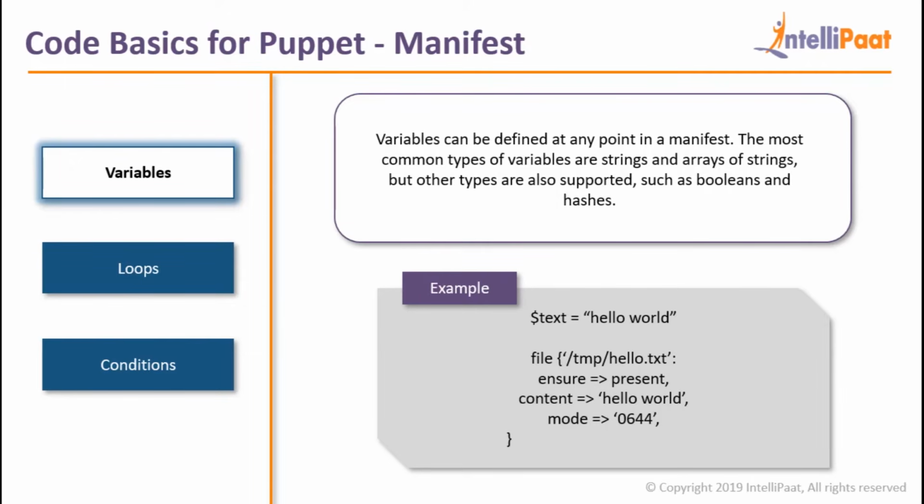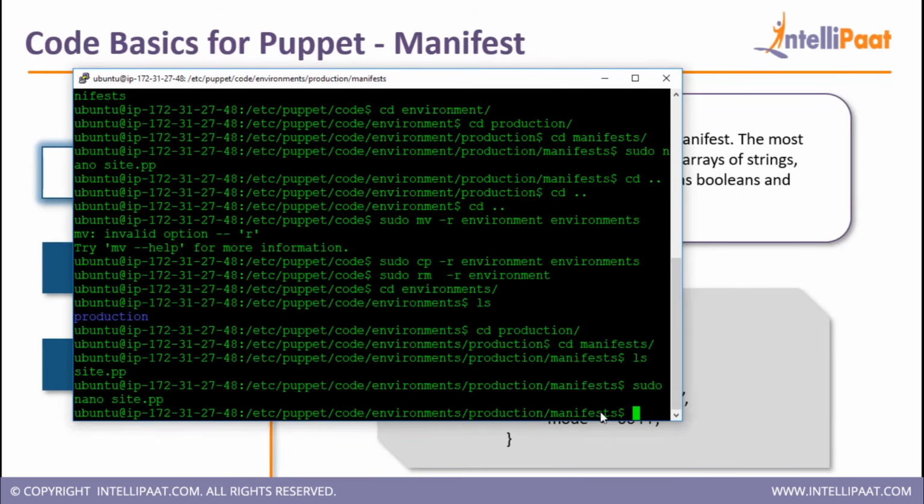If you can see the example over here, it creates a variable called $text and saves the value hello world inside it, and then it creates a file, right? And the content says hello world over here, but instead of this, we are just going to put $text. Let's see what happens. So if I go to my terminal, this is my master.